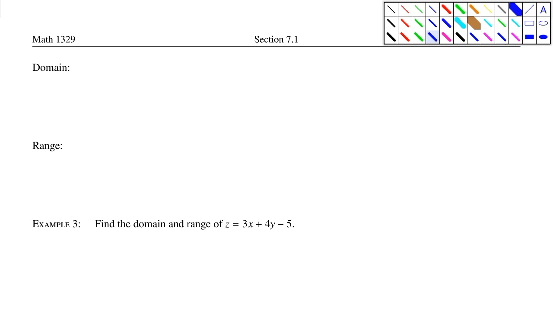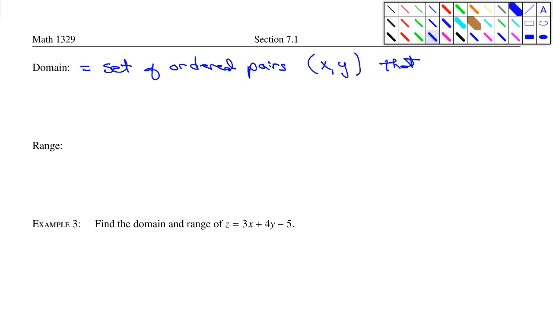Just like with any other function, these functions have domain and range. So in the case where we have the x and the y as the independent variables, the domain is the set of ordered pairs in the form of x comma y that work in the function.